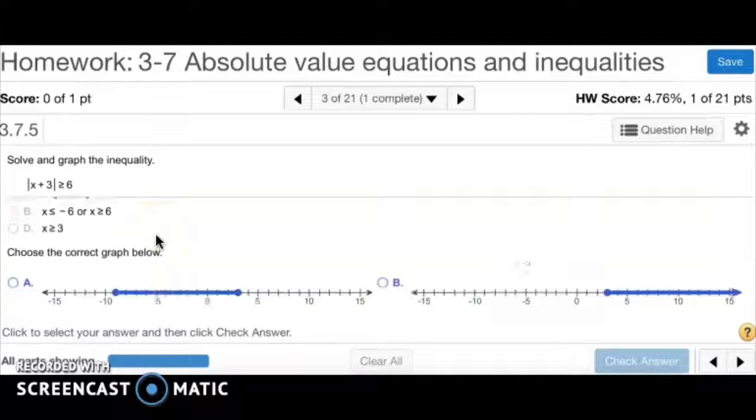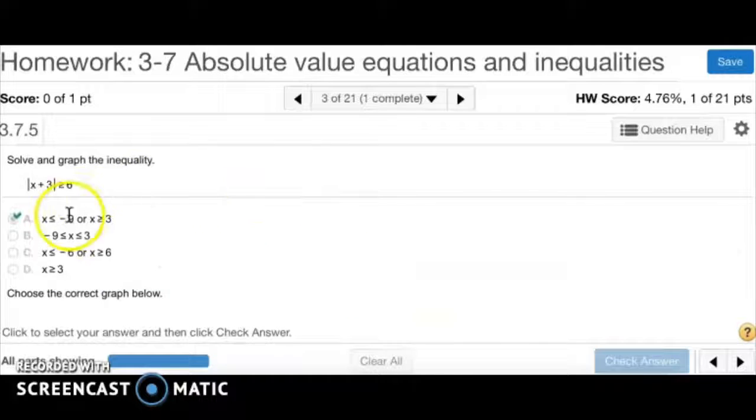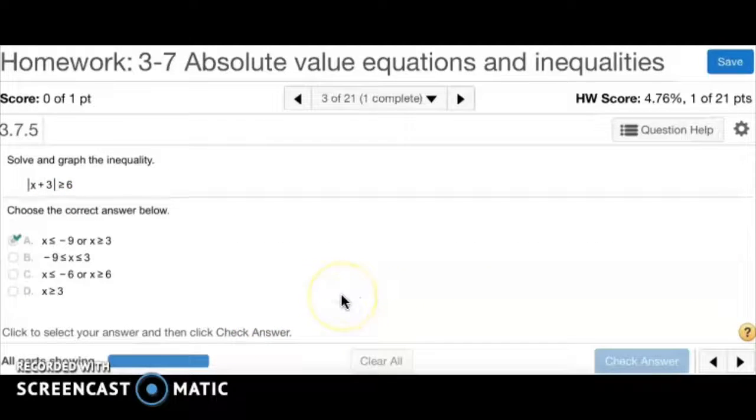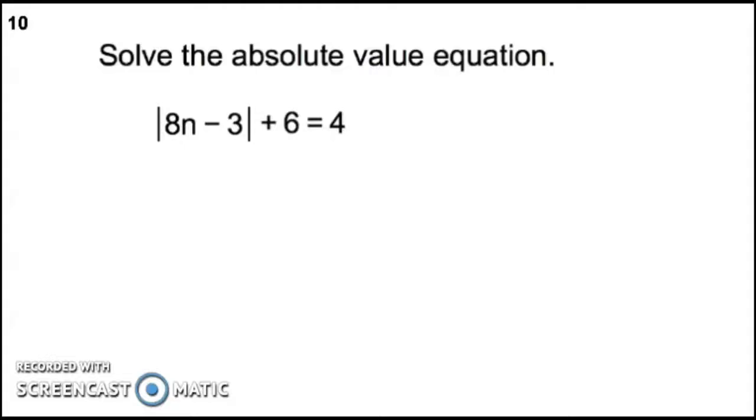Now for our graph, it would be either C or D, going two separate directions, and since they're both equal to inequalities, it will be closed circles, which they are, but then we have at negative 9 and 3, so at negative 9 and 3 would be D. So you'll choose D for number 3.